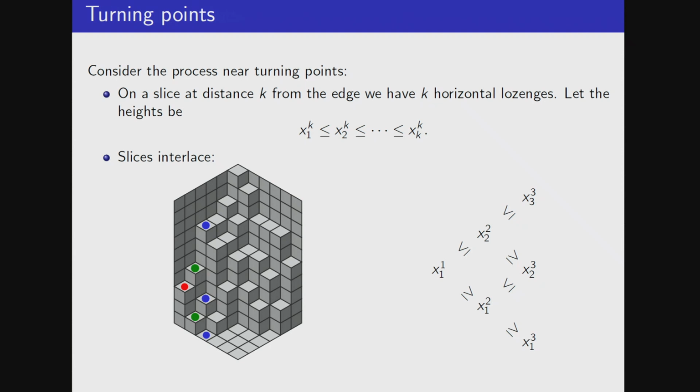On the discrete side, we're going to look at, say, the first k slices and all the particles in those first k slices. They form this kind of triangular array.